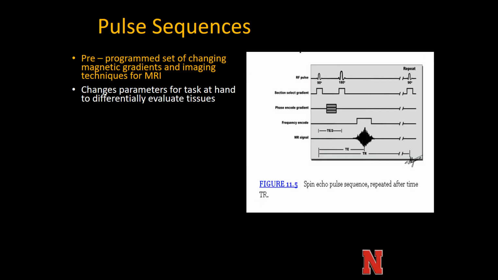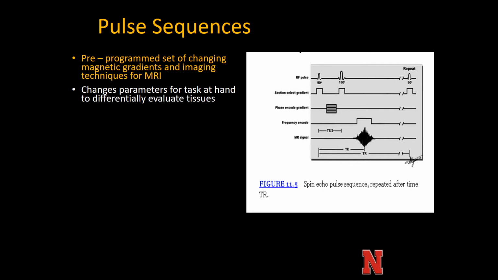All right, pulse sequences. So what is a pulse sequence? We talked about these pulse sequence diagrams last time, kind of the basics of them. A pulse sequence is basically just a pre-programmed set of changing magnetic gradients and imaging techniques for MRI. We change the parameters for the task at hand to differentially evaluate tissues, whether we want to see things that are fluid sensitive or whether we want to take advantage of contrast enhancement. All those will require different setups.